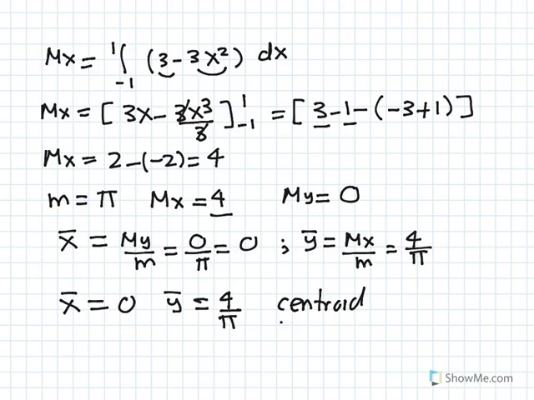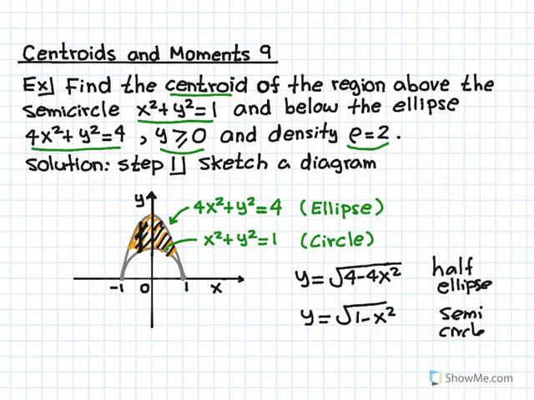And let's show that on a diagram on the first page. So let's go back to page 1. All right, so you can see that we have x bar equals 0 and y bar is 4 over pi. 4 over pi is just a little bit above 1. So basically, it's somewhere in here. Somewhere here is where the centroid of this region is.